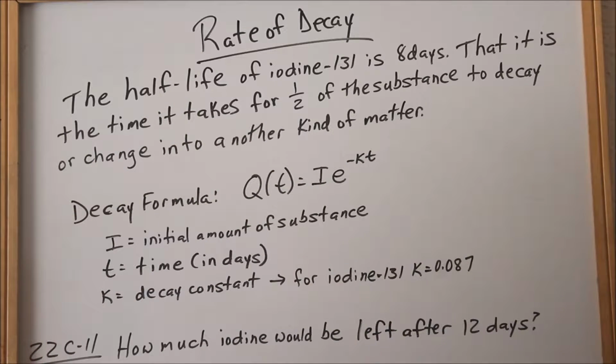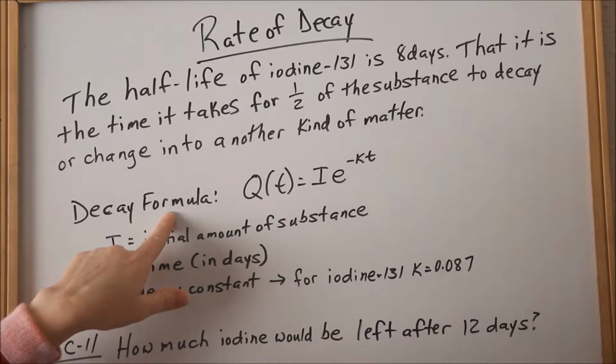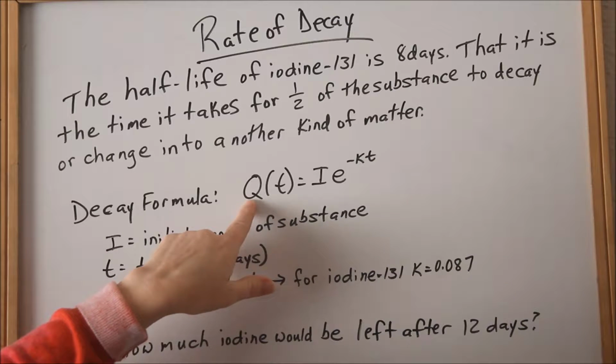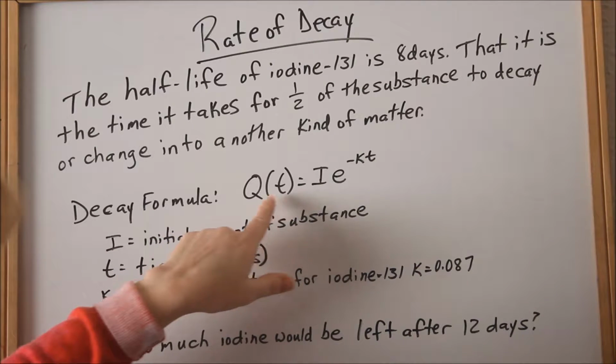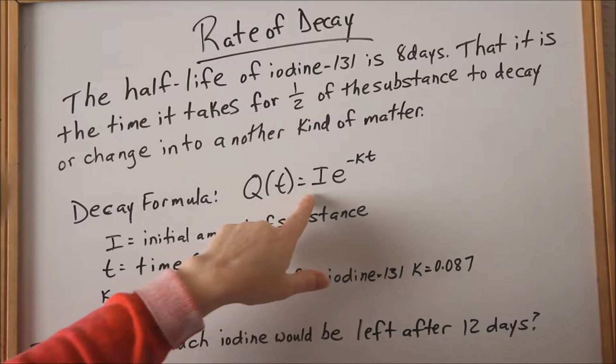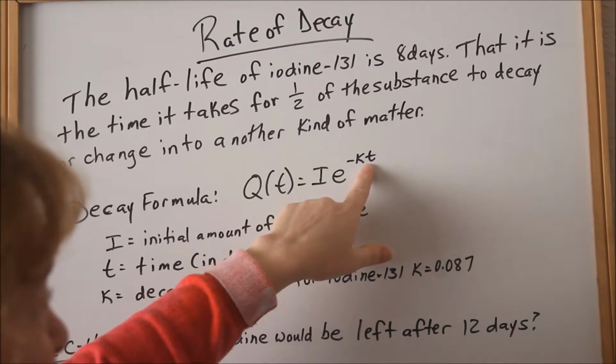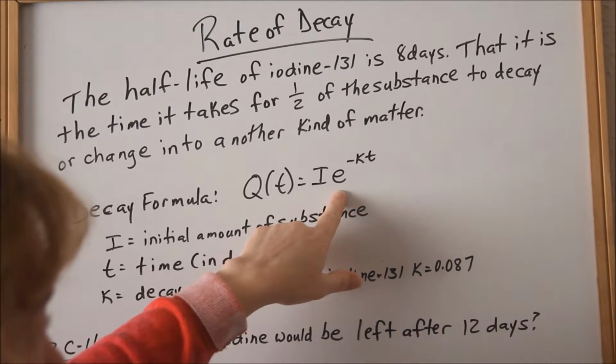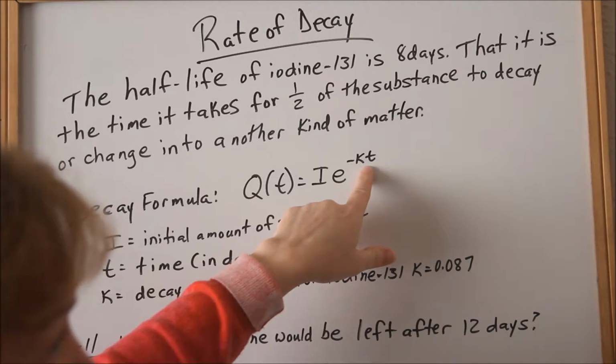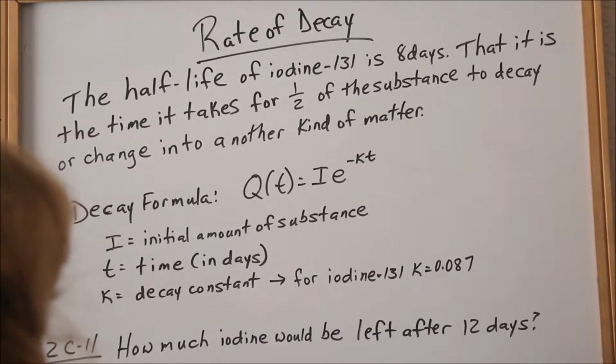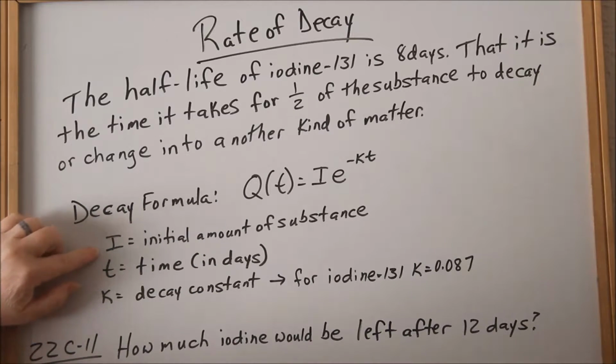They actually give you the decay formula. Q of t is a function. This does not mean Q times t. Q of t equals I e to the negative kt. This is an exponential function. Anytime you have e to some exponent, it's considered an exponential function. Then they're telling you what all these letters represent.